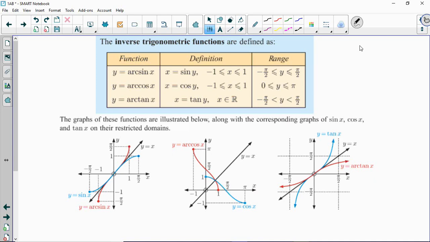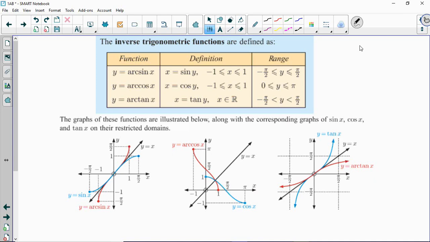The ranges of the inverse functions is where things get a little more tricky, because if we consider the entire graph of sine, cosine, or tangent, obviously they would not have an inverse function because they all fail the horizontal line test. So we need to restrict their domains, and we do it in the following way.